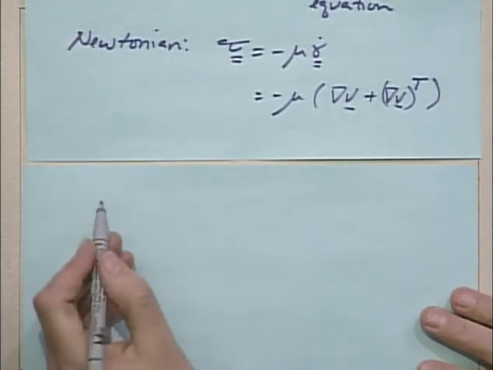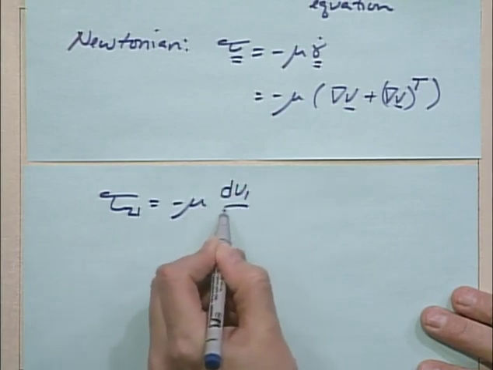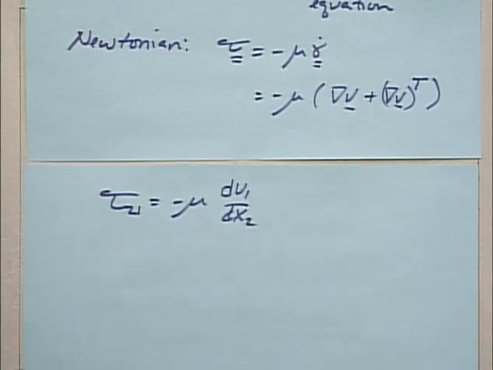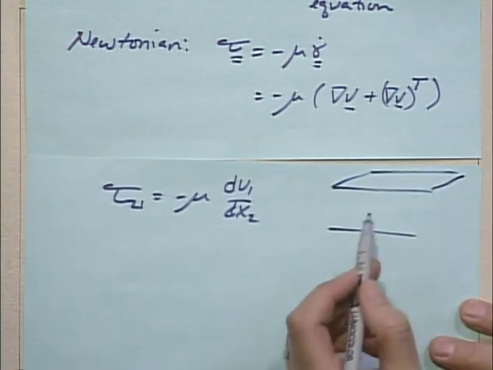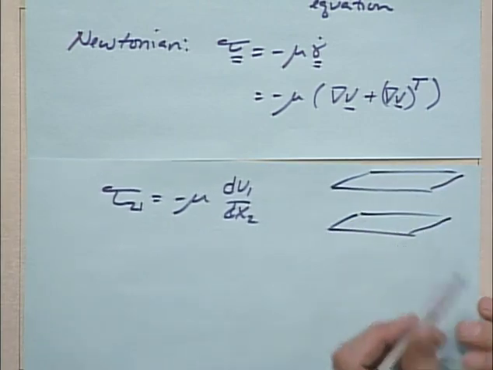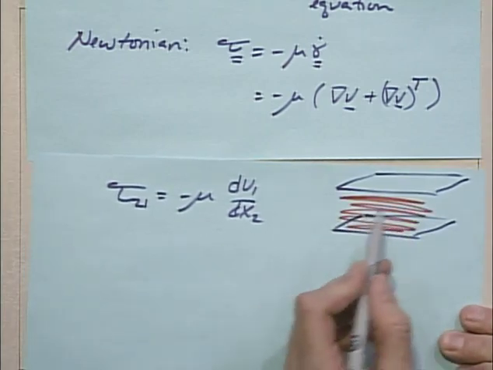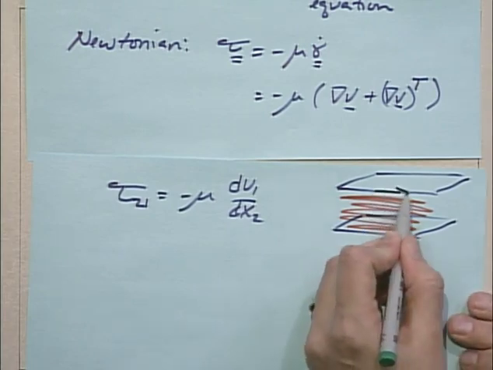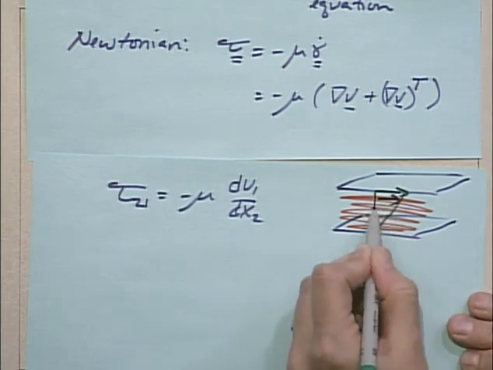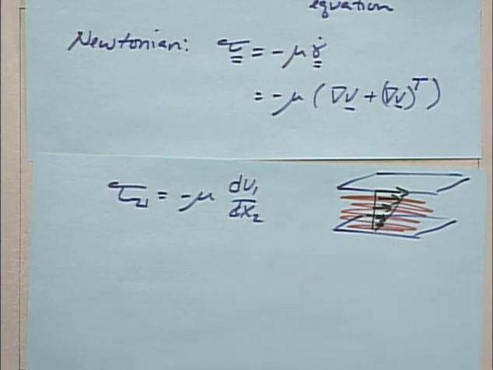Newton came up with the 1D version. Tau 2,1 equals minus mu dv1 dx2. And that one, I think we can understand how maybe he came up with that. You put a very, very simple flow between two parallel plates. You put a fluid in the middle. You move the top plate at a constant velocity. It turns out that if you do that at a slow enough velocity, you get a very reasonable organized flow.